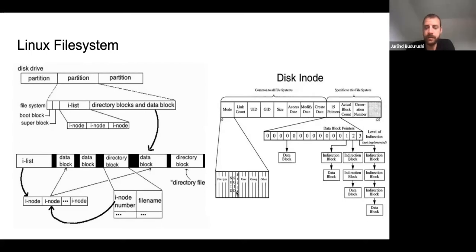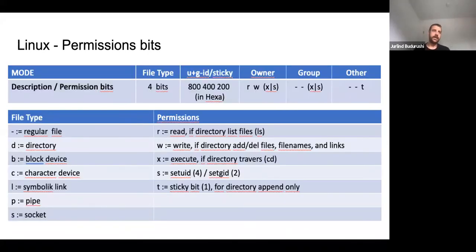And also the file type. So what type of file are we actually talking about? From a different perspective here, I have a table going a little bit into more detail on what they mean. So the permission bits. Now we are zooming into the mode, where we have the description bits. We have 4 bits describing what kind of file type we have.